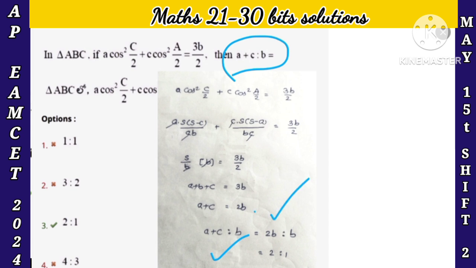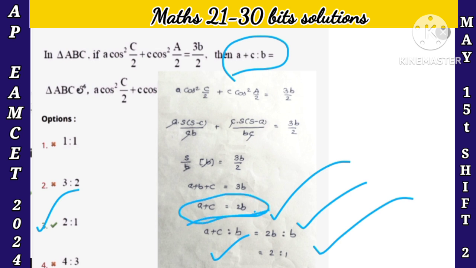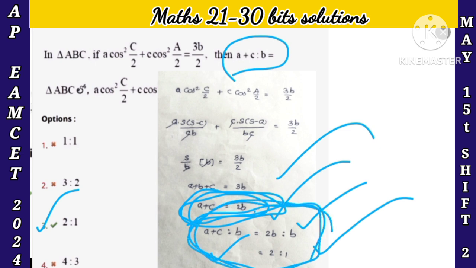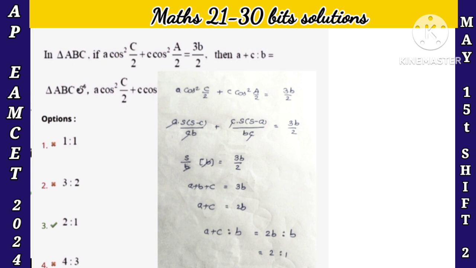But what is A plus B value? 2B is to B is equal to 2 is to 1, and that is nothing but the third option. Very easy question. Up to here it is a direct IP model. This is to show that ABC or NP. This is the different condition given in the question. Okay, very easy question. That's all, this is the answer.